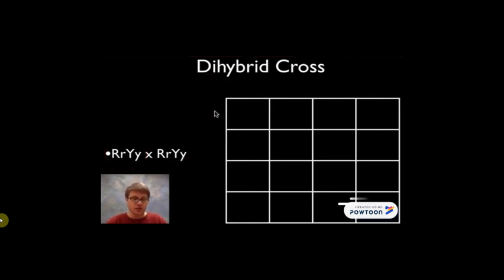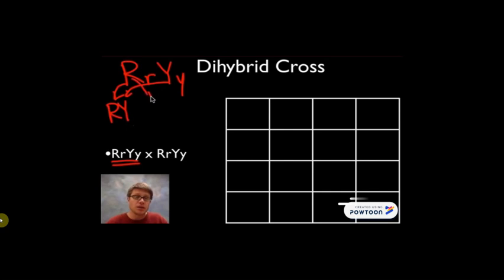Let me clear this mess out of the way. So what do we do? Let's say this parent right here, and I'm going to write it up here so it makes a little more sense. Big R, little r, big Y, little y. What possibilities could they produce? And they're giving one of each letter, remember. Well, they could give the big R and the big Y. So big R, big Y. That'd be one possibility. They could also give the big R and the little y. They could also give the little r, big Y, or the little r, little y.